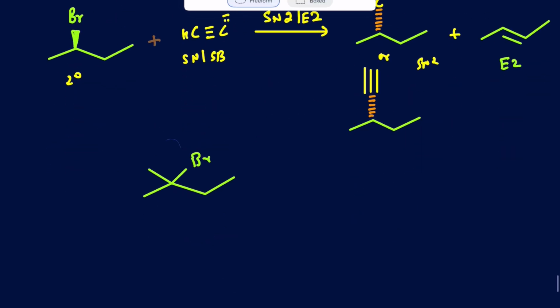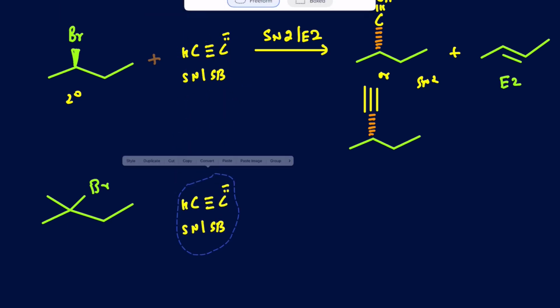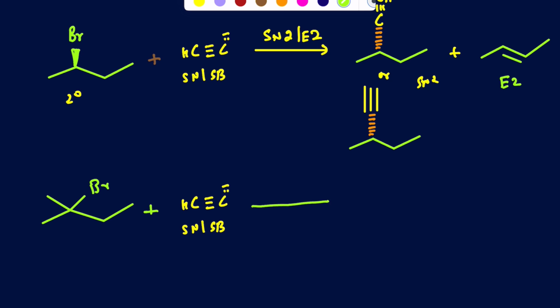But now suppose I was using a tertiary alkyl halide like this one here, and I have the same thing as an acetylide, which is a strong base, strong nucleophile. With a tertiary alkyl halide, this will primarily do the E2 mechanism only. And since it's a small enough base, it will do a Zaitsev elimination. So I would be creating a double bond right there.